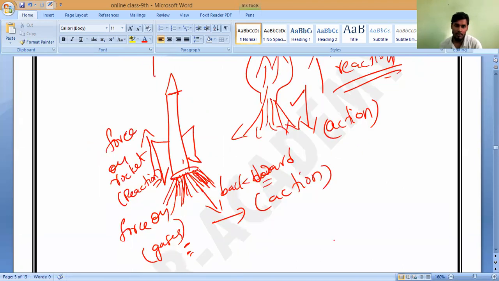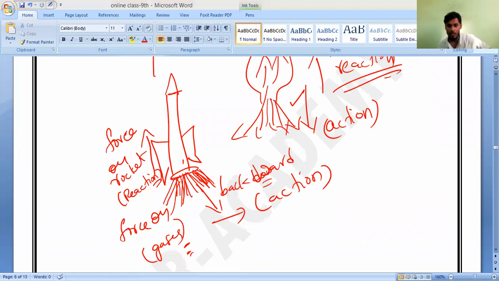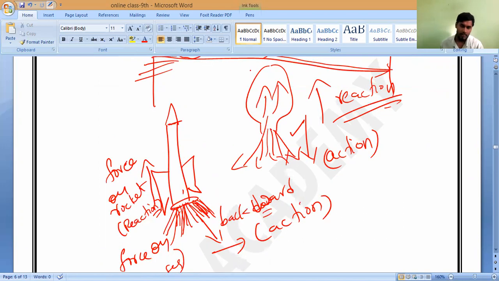What is this called? Newton's third law. I am saying rockets also work on this principle. Balloon and rocket are the same. You may observe whether a balloon and a rocket are similar or not. In a balloon also, gases are pushing downwards.